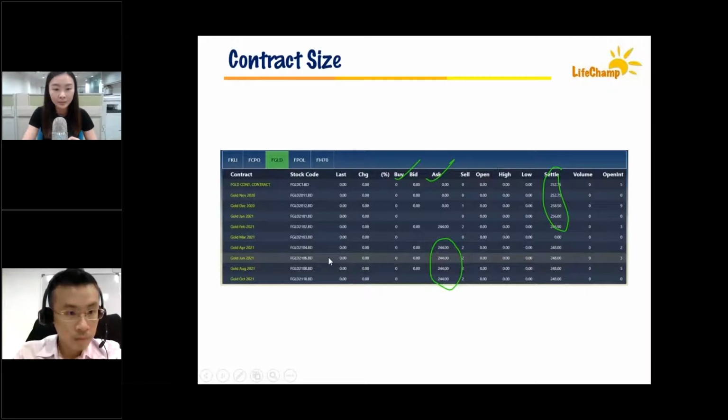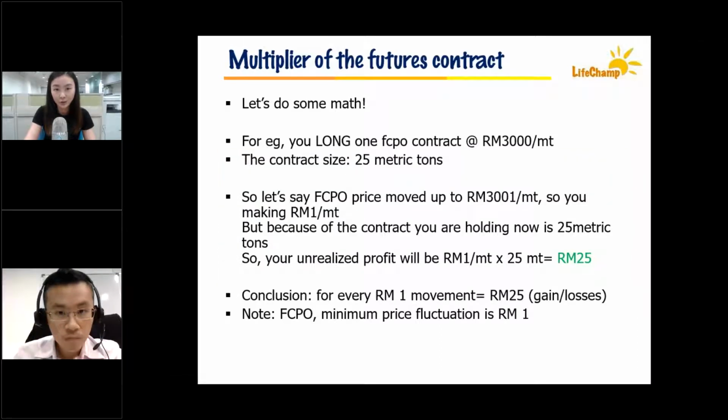Okay, so do you see 244? And then the settlement price 252.75, 258.50. So this is the price quoted per gram, RM 244 per gram, 252.25 per gram. And then you're holding one contract means you're holding 100 grams of gold.